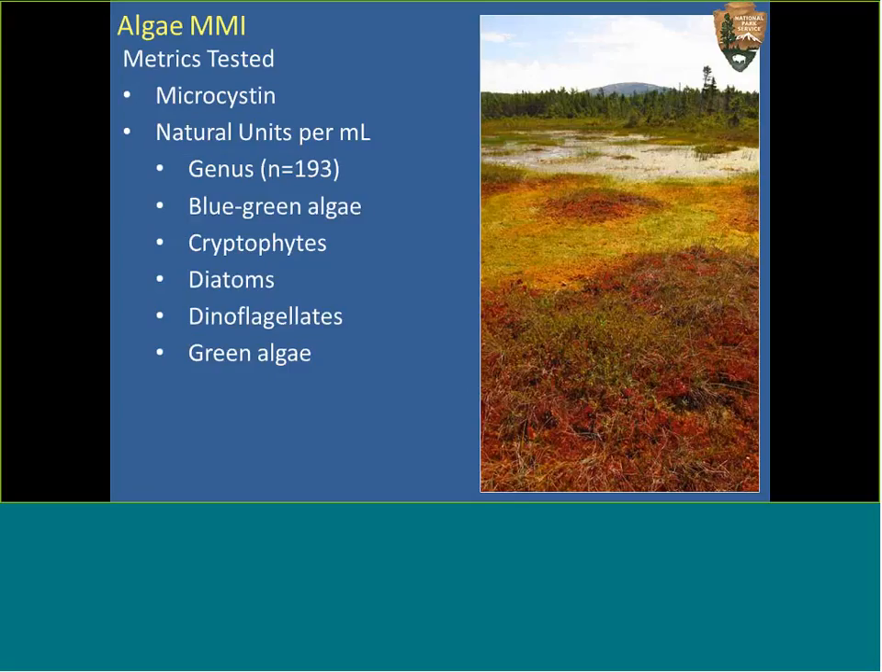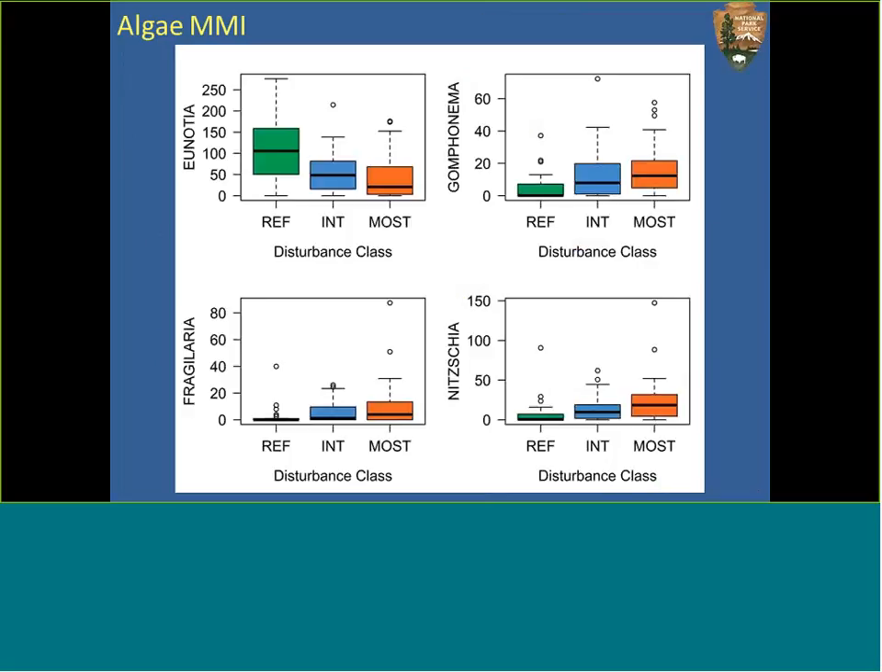For algae, I looked at microcystin and also natural units per milliliter of 193 genera of algae. I also grouped them by life form: blue-green algae, cryptophytes, diatoms, dinoflagellates, and green algae. So here are the genera that were best for the algae MMI.